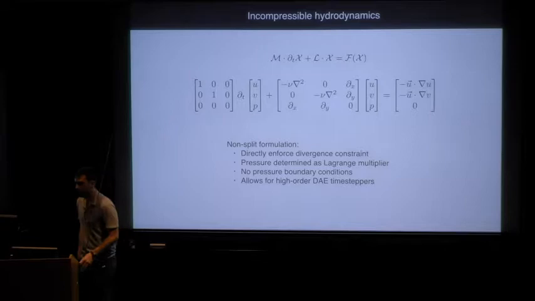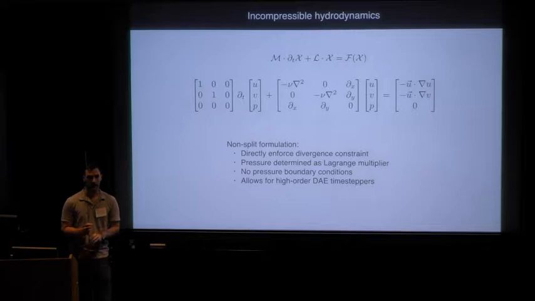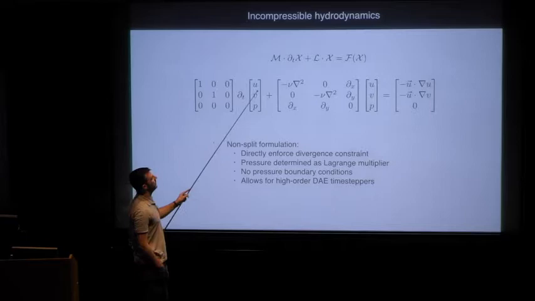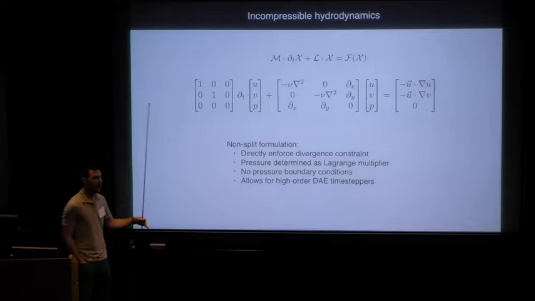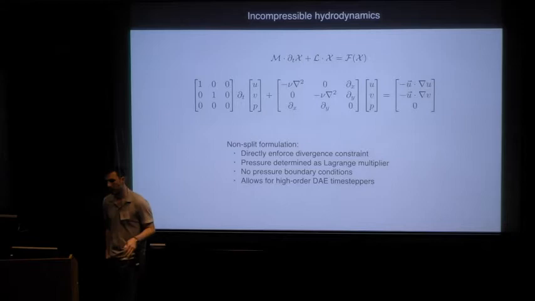A lot of other schemes use splitting methods to enforce constraints like div u is zero. They'll take the divergence of the momentum equation, and that produces a Poisson equation for the pressure. They will solve that equation to get a pressure and then put that into the momentum equation and maybe do some correction later on.